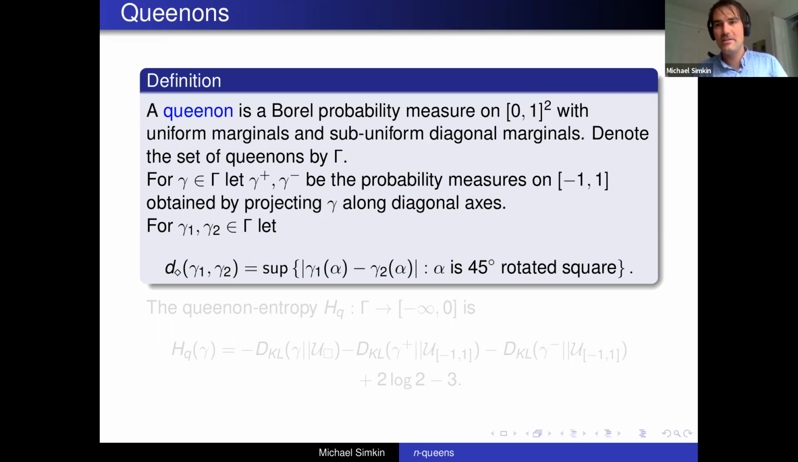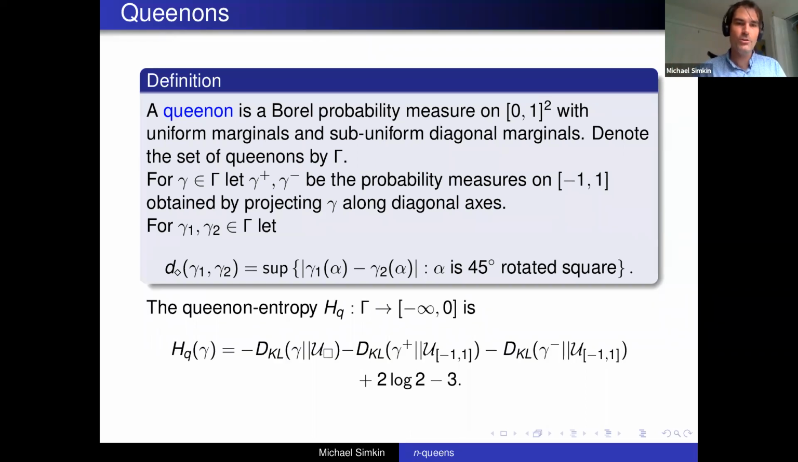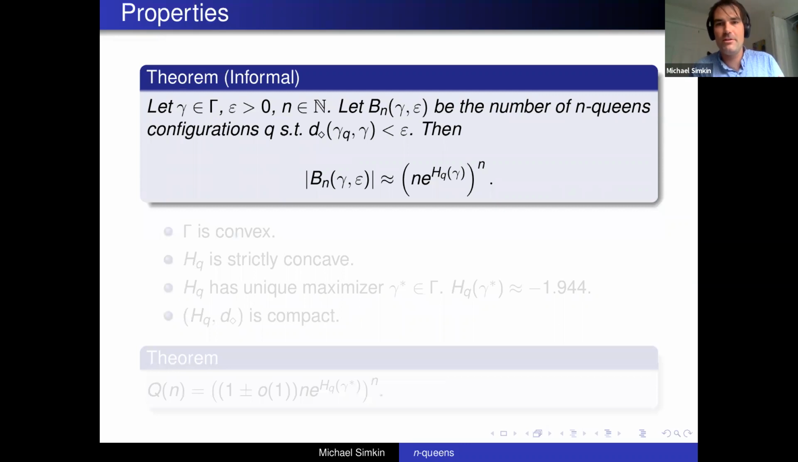You define what the particular class of spatial distributions is, what I called gamma before, the ones that you actually care about. And then you define some entropy function on these, which is what you get out of this entropy method count and this randomized construction count. And this entropy method somehow governs the number of configurations. And then you get this theorem that if you fix your distribution gamma and you want to know how many n-Queens configurations correspond to it, then this is really governed by this entropy function.